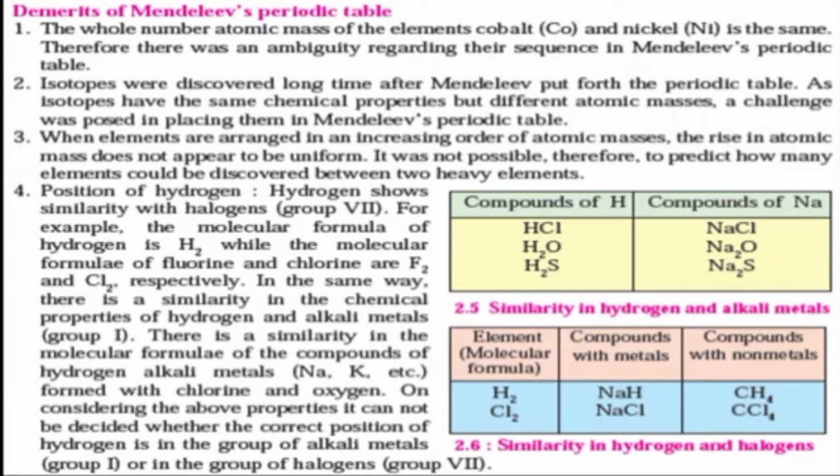Also, there was contradiction on the position of hydrogen, as hydrogen showed properties similar to halogens as well as to alkali metals, so it was not easy to give a particular position to hydrogen. Tables 2.5 and 2.6 show the chemical properties of hydrogen following alkali metals and halogens respectively.